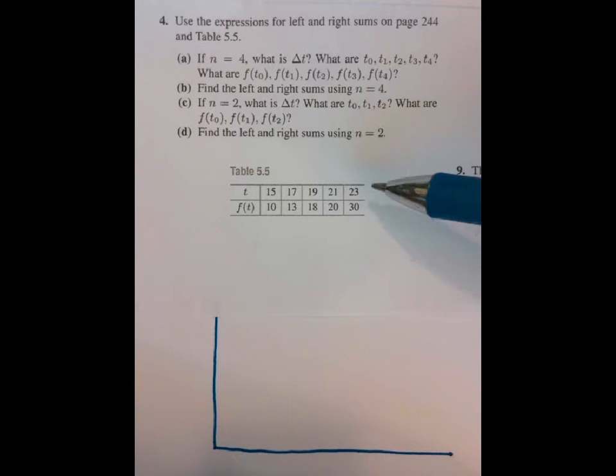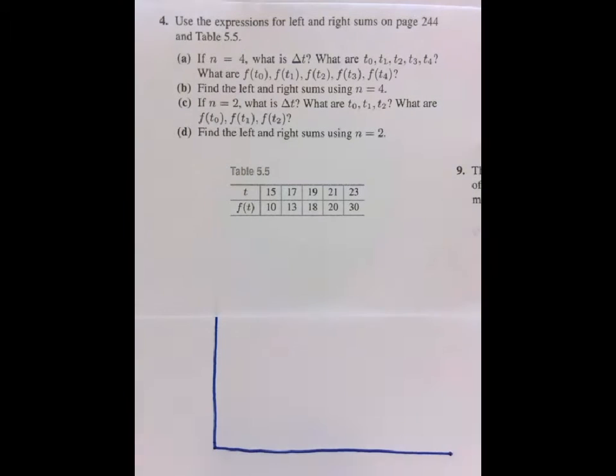Well, here's table 5.5, and that's a data table, like a time and velocity curve, like we had for our examples, and I'll be right back.